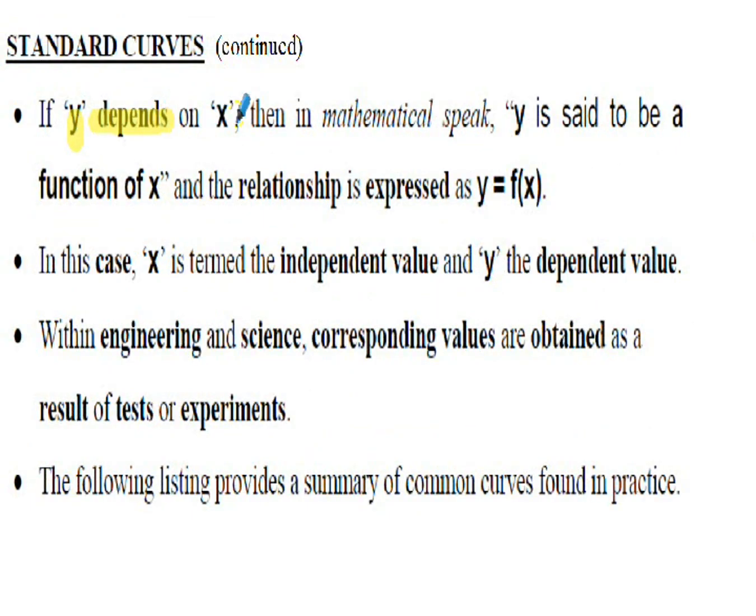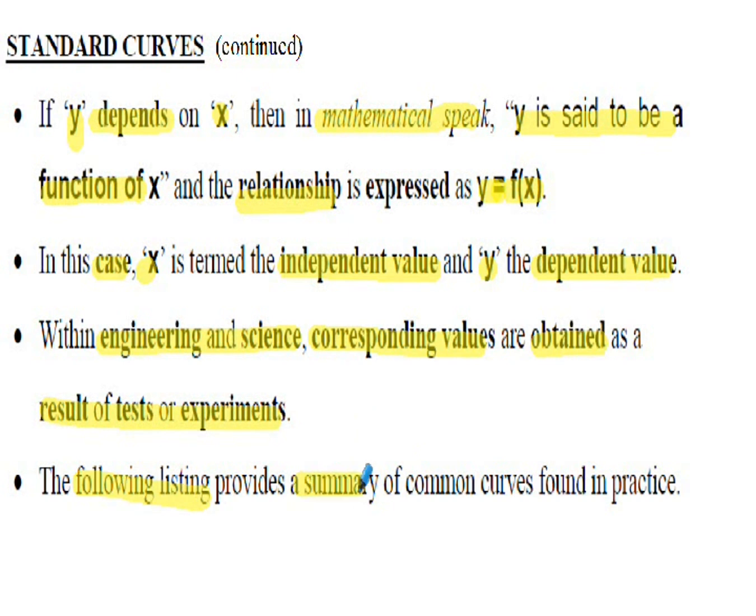If y depends on x, then in mathematical speak, y is said to be a function of x, and the relationship is expressed as y is equal to f of x. In this case, x is termed the independent value and y is termed the dependent value. Within engineering and science, corresponding values are often obtained from results of experimental tests. The following slide provides a summary of common curves found in practice. We need to be aware of these curves and their characteristics, as this knowledge underpins further work.